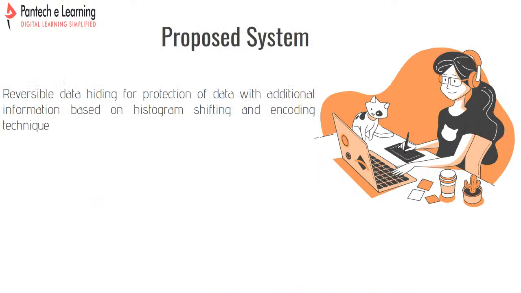The proposed system is nothing but reversible data hiding for the protection of data with additional information, based on histogram shifting and encoding technique. Here, combining the image with the data, we are using the histogram technique, and for encoding and decoding techniques we are using the AES algorithm. Based on the private keys and the database or DBNR rate of position, from that only we will be able to retrieve that particular data.